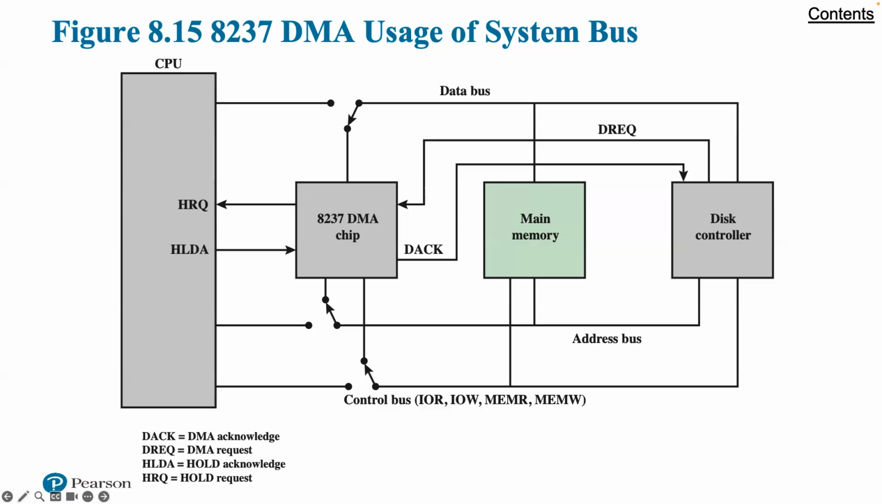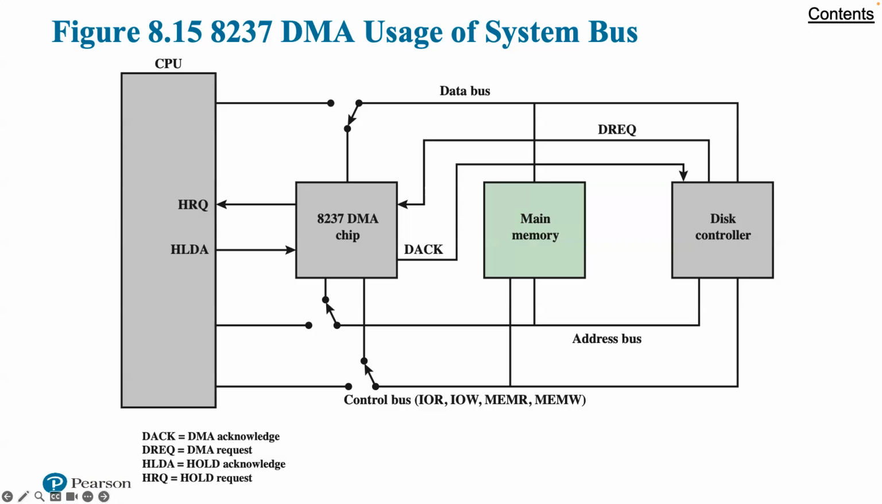Number four, DMA will activate the DACK, DMA acknowledge, which tells the peripheral device that it will start to transfer the data. Five, the DMA starts to transfer the data from memory to peripherals by putting the address of the first byte of the block on the address bus and activating MEMR, thereby reading the byte from memory into the data bus. It then activates IOW to write it to the peripheral.